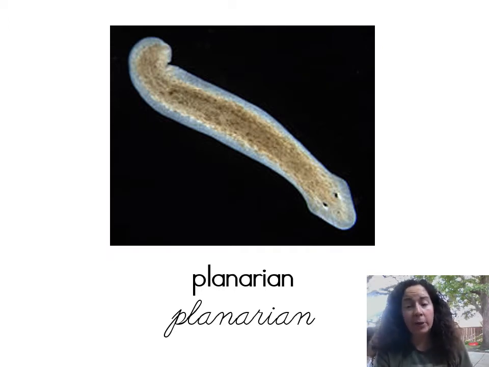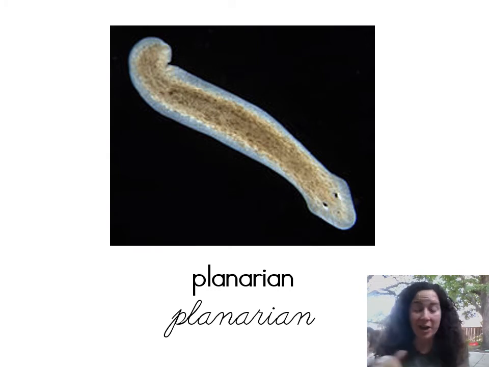And planarians are also flatworms like the turbellarians, but these are very special worms because if you cut a planarian in half, each one of those parts will become a worm itself, a planarian. And if you cut a planarian into 5 parts, you're going to end up with 5 worms that are able to live and reproduce.